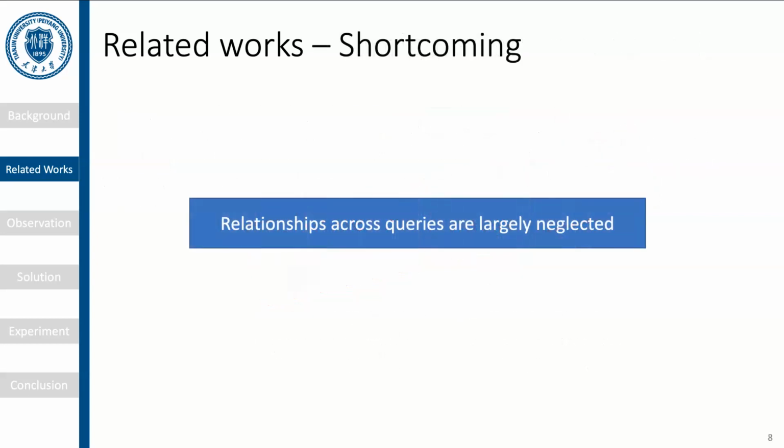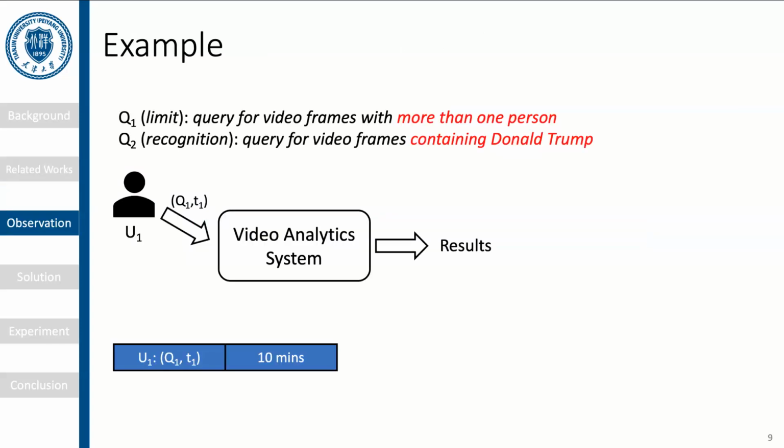In summary, sharing relationships across queries have been largely neglected in most prior works when optimizing the system's processing performance. Next, we will use some examples to show why these sharing relationships can help us reduce the overall processing time. In this paper, we focus on two main kinds of video queries which are considered in many works.